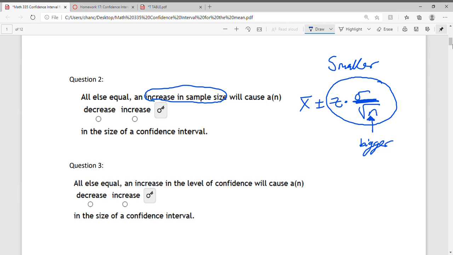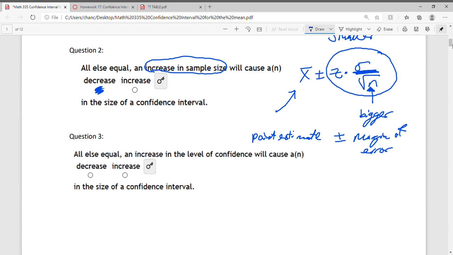X bar is our point estimate. We have our point estimate, and we're adding or subtracting z times sigma over the square root of n. That's our margin of error. What would happen if you're adding or subtracting a smaller margin of error? Well, that would decrease the size of the confidence interval.